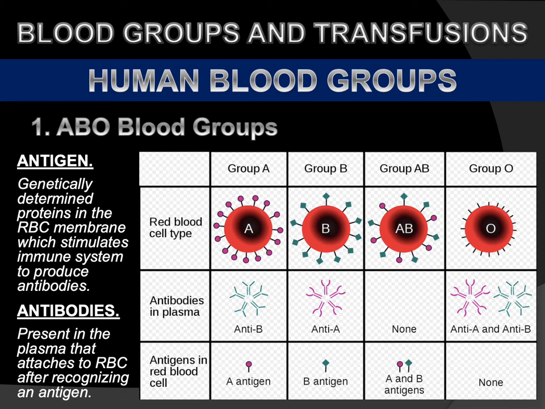To keep this idea straight, tatandaan, antibodies against a person's own blood type will not be produced. Ibig sabihin, if your blood type is A, your antigen is A. If your blood type is B, your antigen is B. If your blood type is AB, your antigens are A and B.